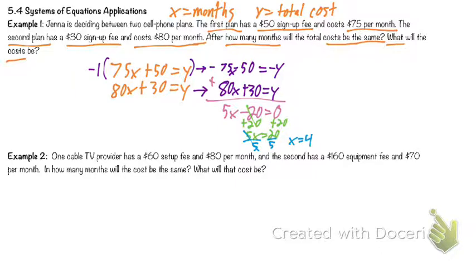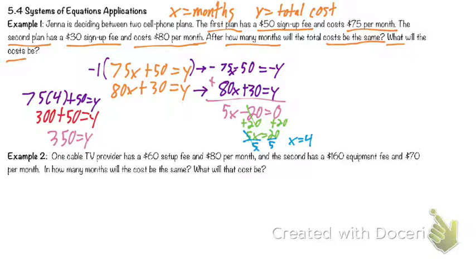What other question do we want to answer? What's the y? The total cost, the y. Okay? So here we need to plug it back into either of the equations. Which equation do you want to do, Jack? Top one, okay. So let's plug in this top equation. So we have 75 times 4 plus 50 equals y. Well, 75 times 4, that's going to be 300, plus 50 equal to y. So we end up getting 350 equals y.